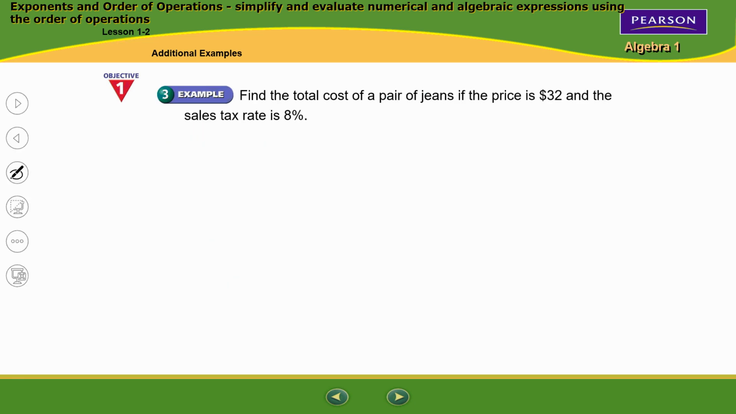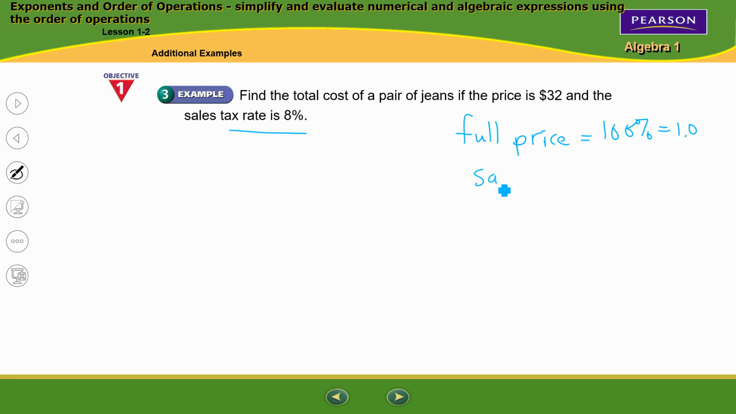Find the total cost of a pair of jeans if the price is $32 and the sales tax rate is 8%. So, for this one, we need to know a little bit about percents. Tax rate is 8%. Here's how I think about it. Full price of an item is 100%, which is 1.0 as a multiplier.